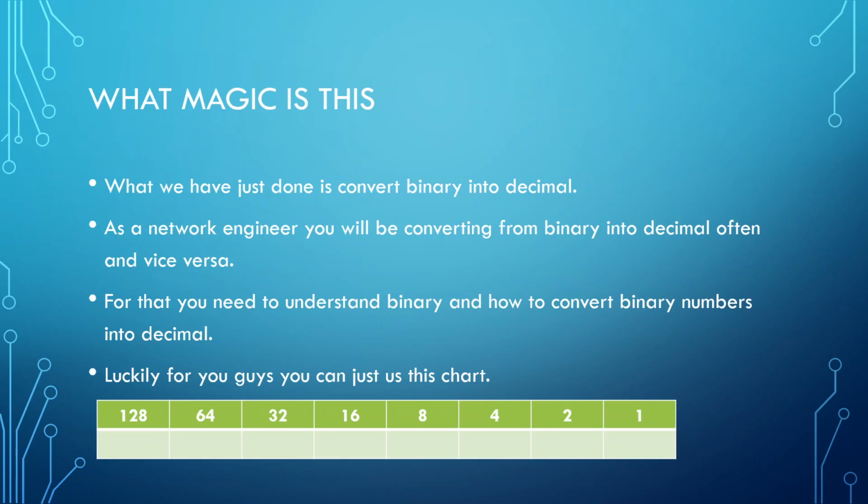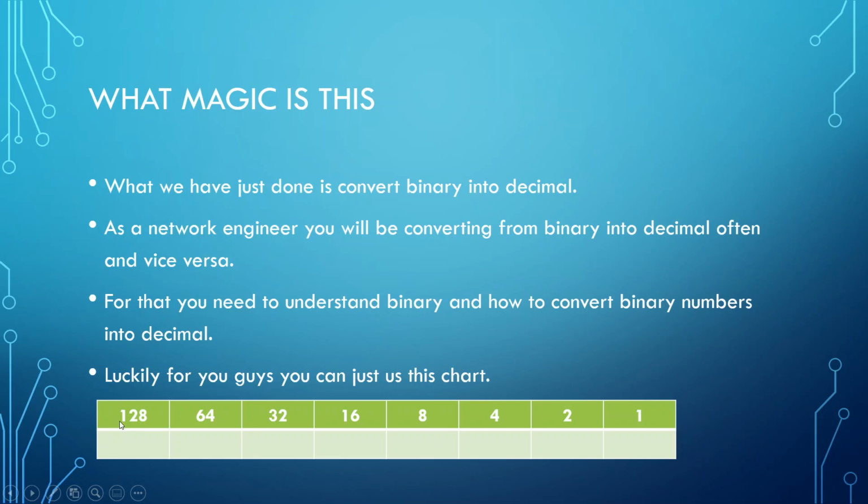And like I said, to convert from decimal into binary, we write out that chart again, and we just move from left to right thinking, okay, based on the numbers I have available, what numbers do I need to add together to make that decimal number? And as a network engineer, you will be moving between binary and decimal very, very often. Again, we use this because of subnetting and to find out the network part of our IP address. And again, we need to understand how to convert from binary into decimal. And luckily for you guys, we can just use this chart.